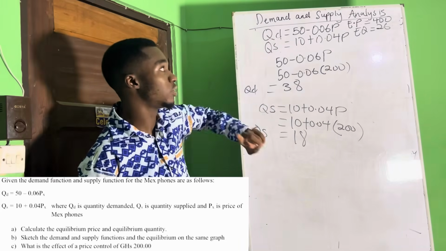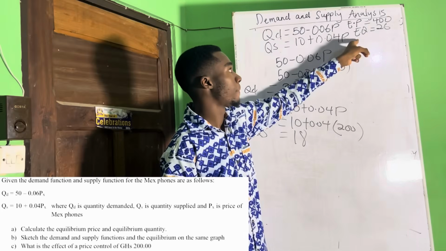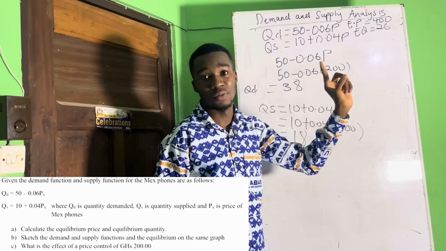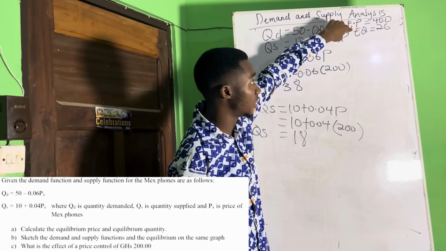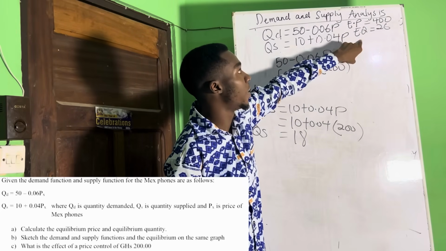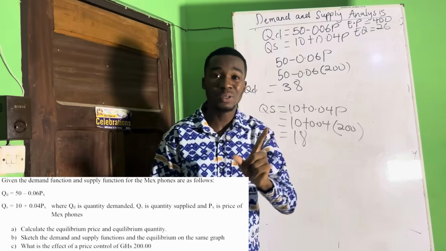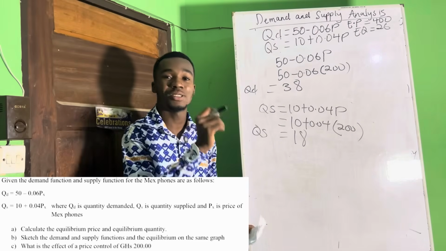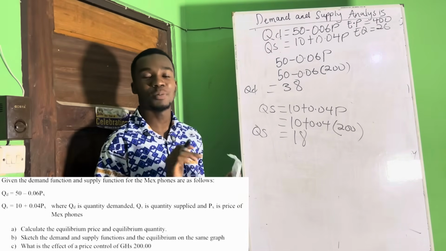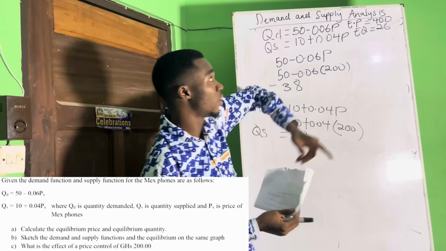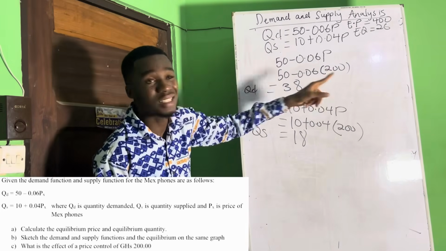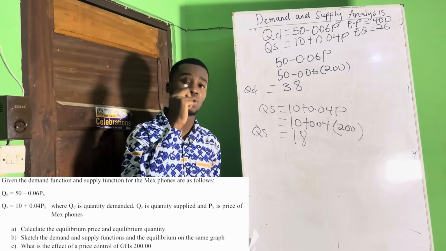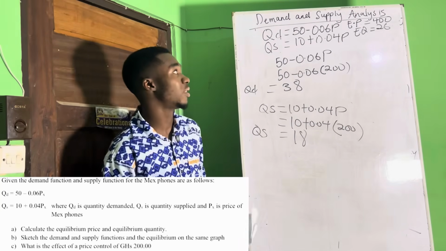So it means at 400 cedis, the people were buying 26 units, you get it? At 400 cedis, our equilibrium price, the consumers were buying 26 units. But now the government has said that 400 cedis is too much. It's exorbitant. So now reduce the price from 400 cedis to 200, right? That's our price control.